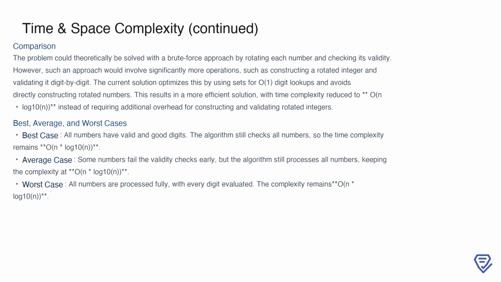Now, considering best, average, and worst-case scenarios, the time complexity remains consistent. In the best case, even if all numbers are valid rotated digits, the algorithm still processes all numbers, so the complexity is O(n * log10 n). Similarly, in the average case, some numbers might fail validity checks early, but since all numbers are still processed, the complexity doesn't change. Finally, in the worst case, where every digit of every number is evaluated, the complexity remains O(n * log10 n).